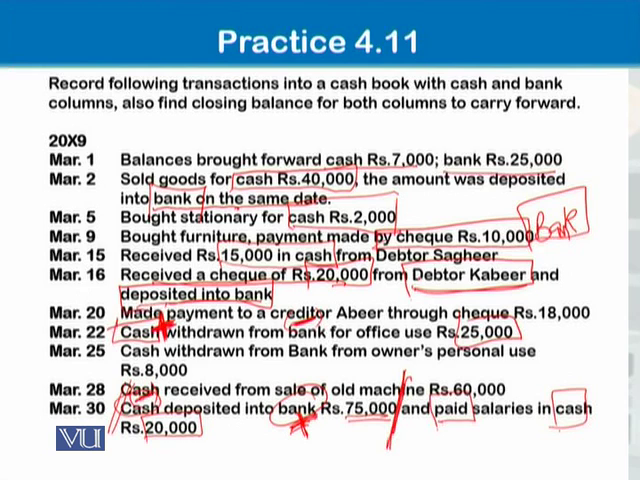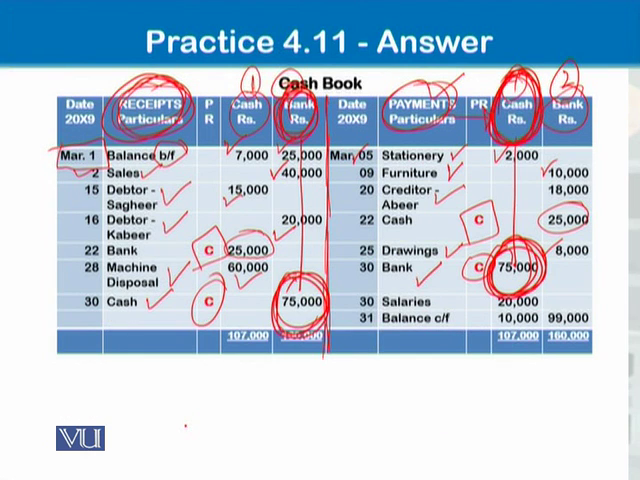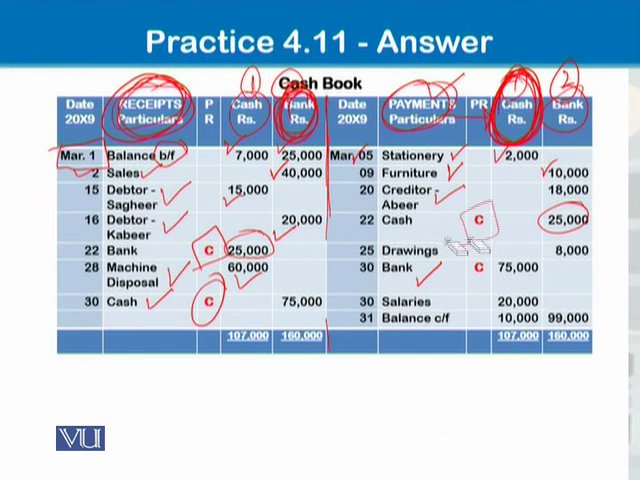And the next part is that we have paid salaries 20,000. So salary payment of 20,000 will be appearing here. Okay, salary payment is here in the payment side. Because of salary, cash is reducing. Okay, that's great.